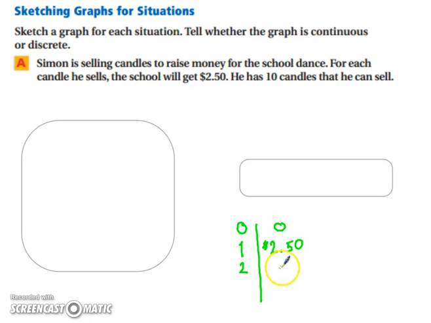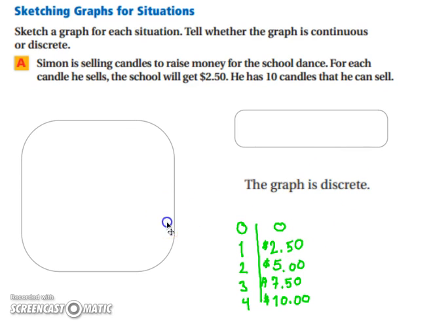If he sells 2 candles, he'll make $5. 3 candles, he'll make $7.50. 4 candles, $10. And you can keep going all the way up till he sells his 10 candles. With that, you would just plot each point. Can you sell part of a candle? No. So that makes the graph discrete.